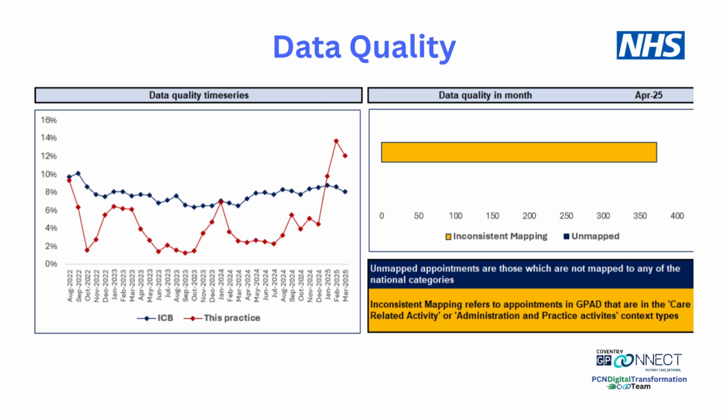The final panel shows inconsistent mappings and unmapped appointments. Yellow bar, inconsistent mappings. Goal: minimize inconsistency and ensure appointments are mapped to valid activities.